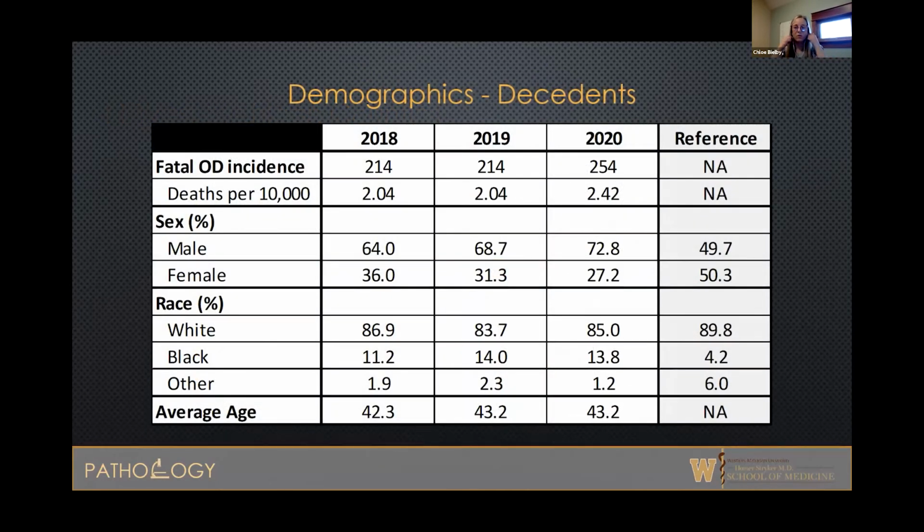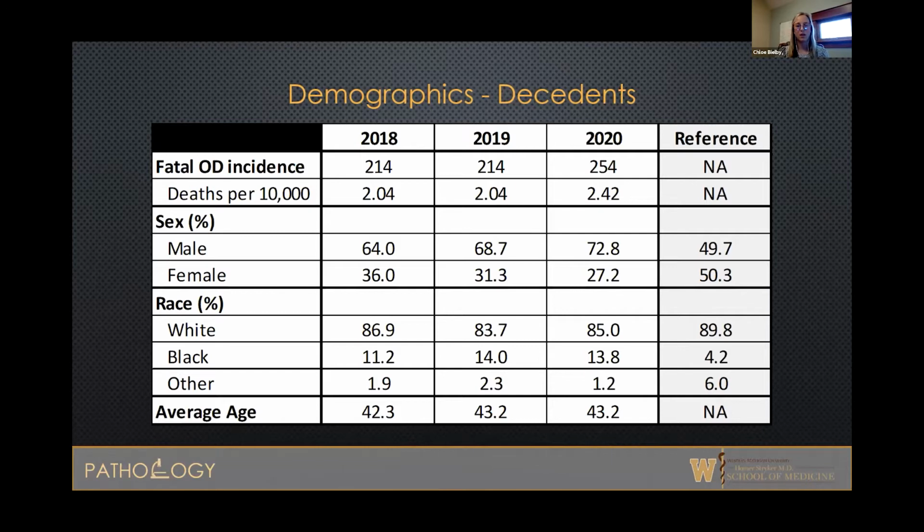And so when we're doing presentations like this, it's important to know what the general population is compared to the study population. So I have the variables on the left, and then 3 years, 2018, 19, and 2020. And then the reference column refers to what the general population is made up of.